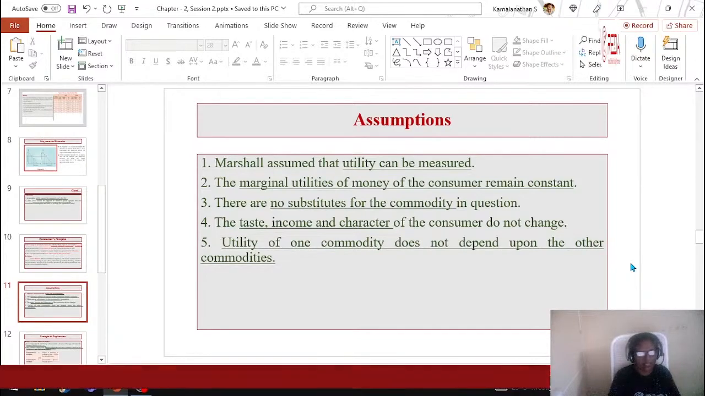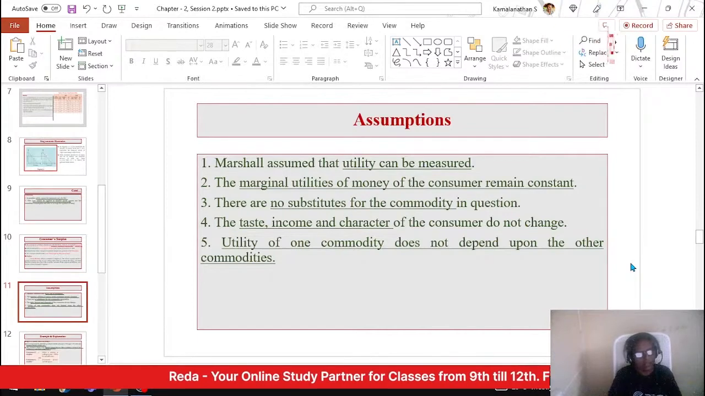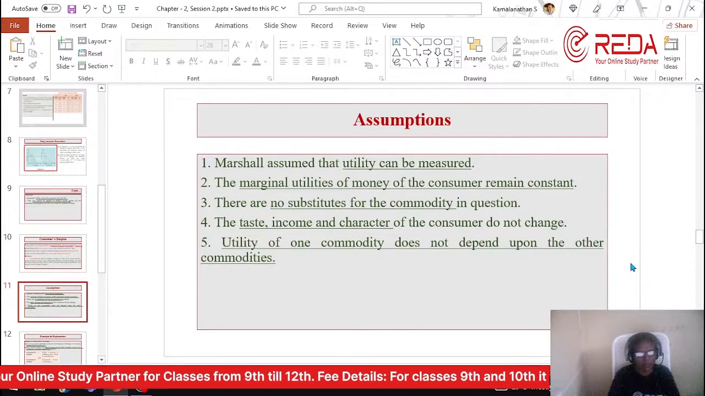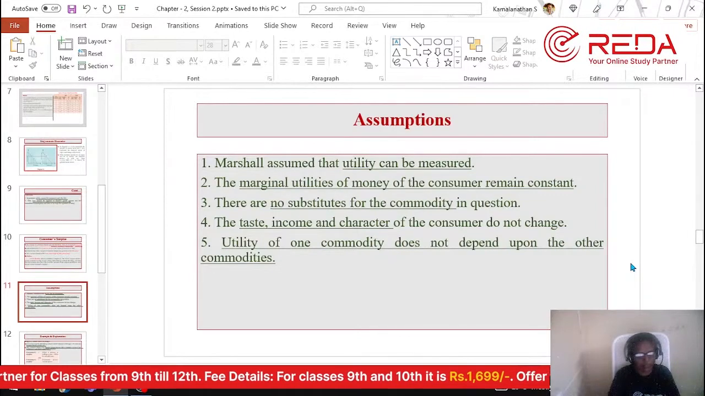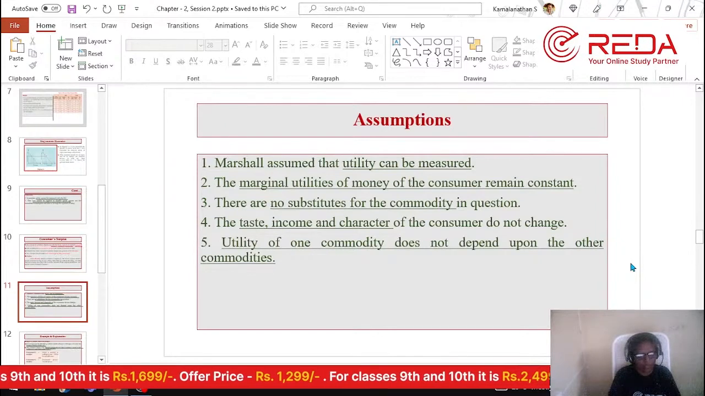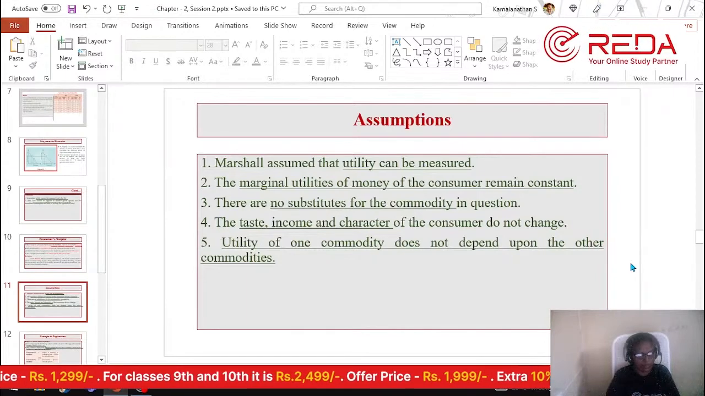His second important assumption is that the marginal utility of money of the consumer remains the same. Marginal utility of money is how far additional money gives additional satisfaction to the consumer. Here it remains constant. That is an assumption. Then, there are no substitutes for the commodity in question. There should not be any substitute at all. Substitutes means the helping commodities. Otherwise, it is not possible to measure the utility.